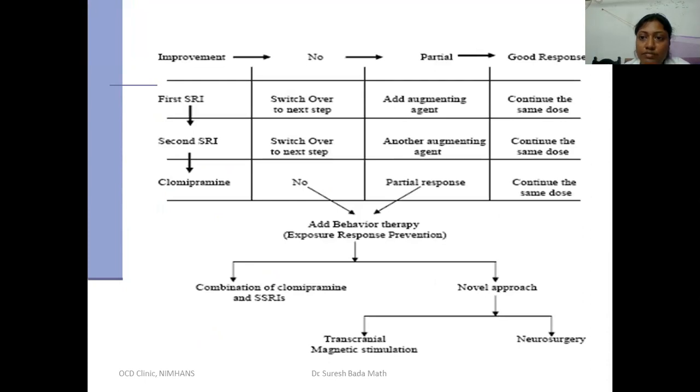Now, here we can see the improvement. There is no improvement, partial improvement, or a good response. First is SSRI, that is fluoxetine. Second SSRI is sertraline, and clomipramine. Then if it is no, switch over to the next step. If partial, then we can add an augmenting agent. If it is a good response, continue the same dose. Similarly for the second SSRI. Now, for clomipramine, if there is no or partial response, add behavior therapy and continue the same dose. Combination of clomipramine and SSRI, novel approaches, and DBS and neurosurgery are for the last.